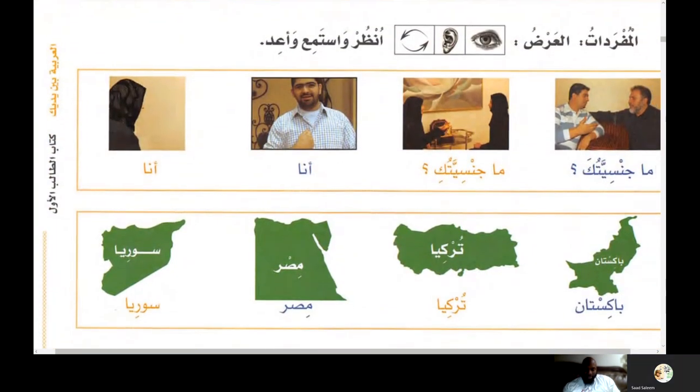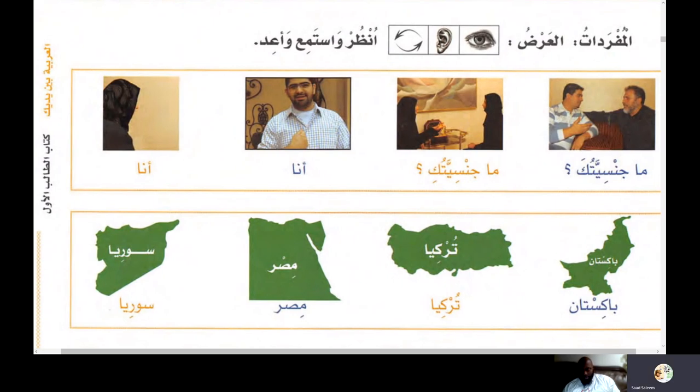Okay. Next. Ma jinsiya tuka. Okay, so say it: Ma jinsiya tuka. Go to the next one. Ma jinsiya tuki. Ma jinsiya tuki. Okay, Ma jinsiya tuka, ma jinsiya tuki.